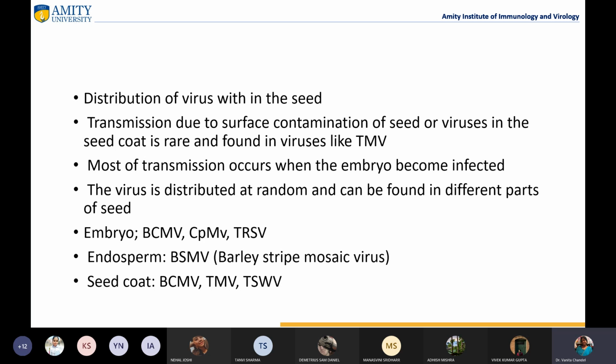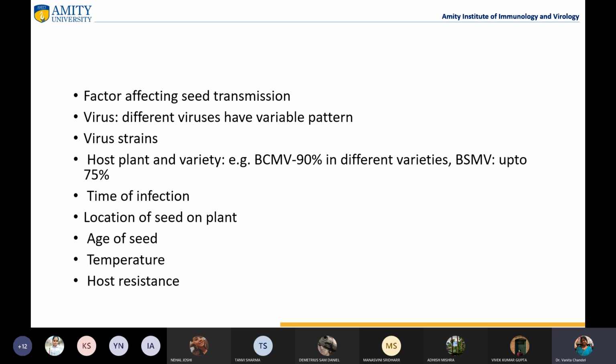Regarding distribution of virus within the seed, transmission due to surface contamination of the seed or viruses in the seed coat is rare, and is found in viruses like tobacco mosaic virus. Most transmission occurs when the embryo becomes infected. The virus is distributed randomly and can be found in the embryo, endosperm, or seed coat. Embryo: bean common mosaic virus; endosperm: barley stripe mosaic virus; seed coat: tobacco mosaic virus, tomato spotted wilt virus. So different kinds of viruses can accumulate in different parts of the seed.